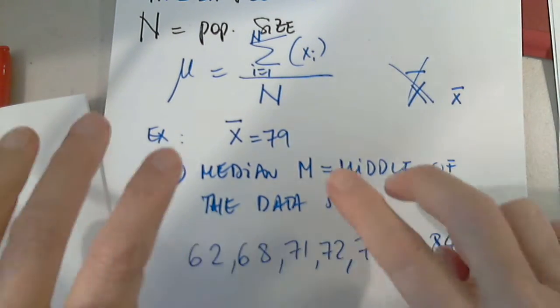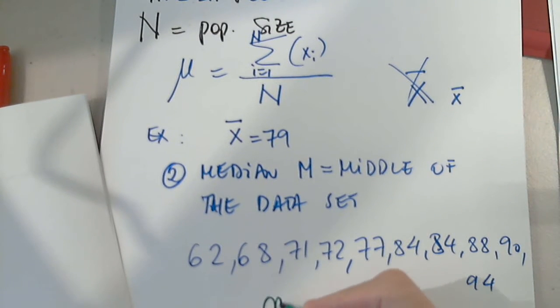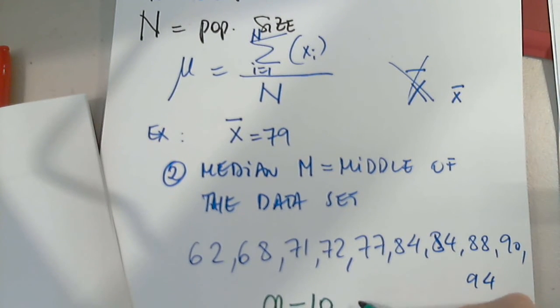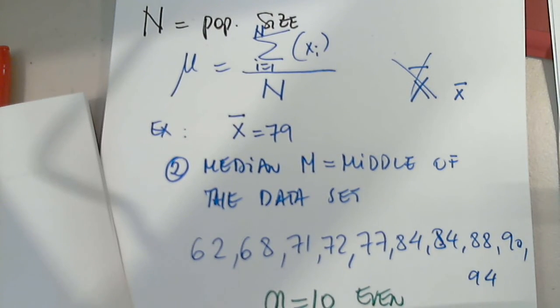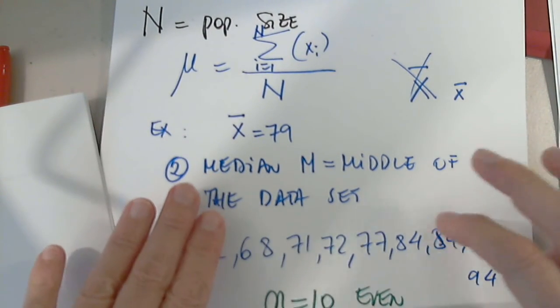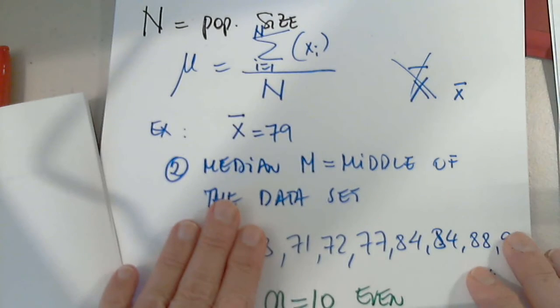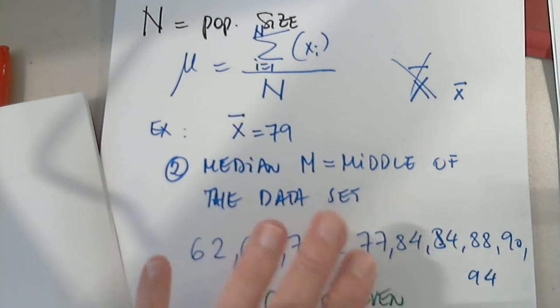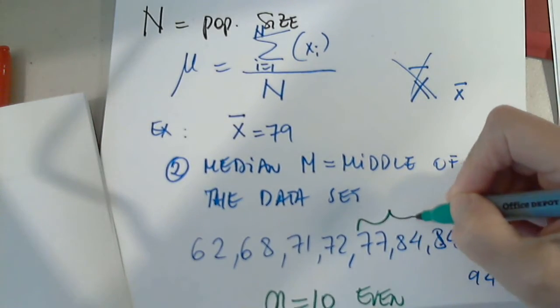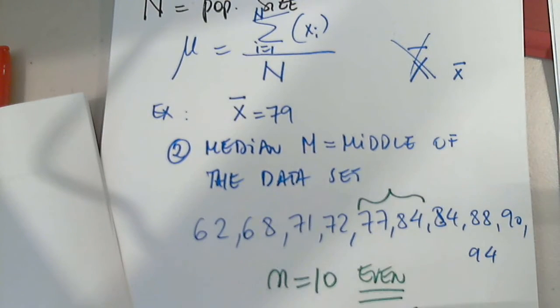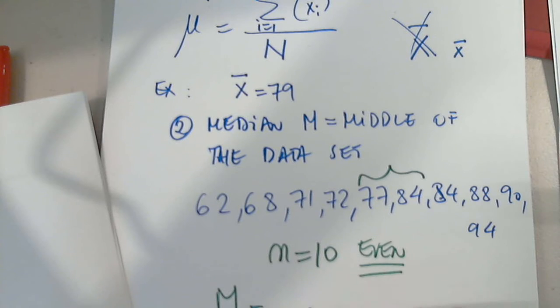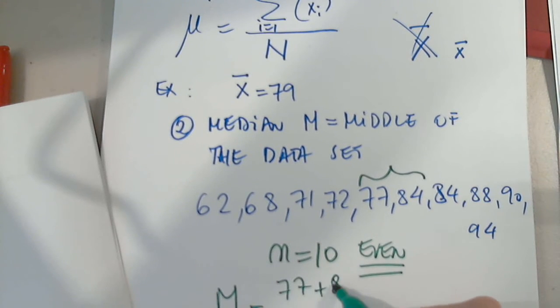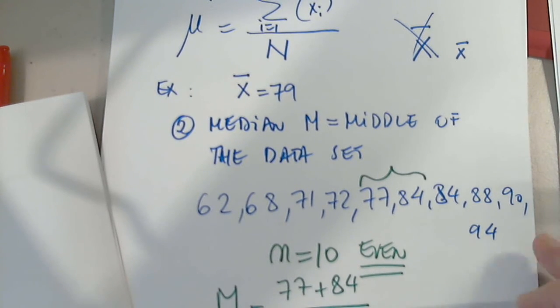Okay, so because there are 10, which is an even number of entries, I come to the middle of the data. So this is the middle of the data. In order to determine the median, I have to create the average. So the median will be 77 plus 84 divided by 2.